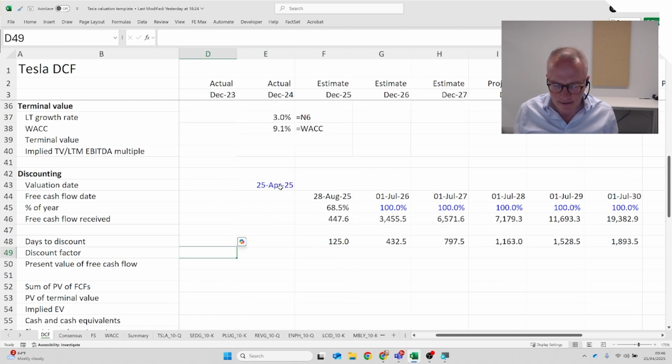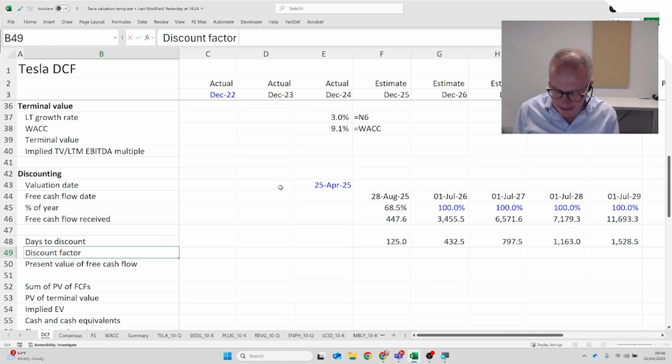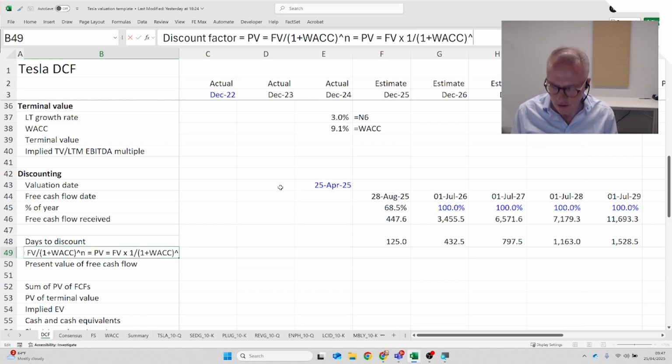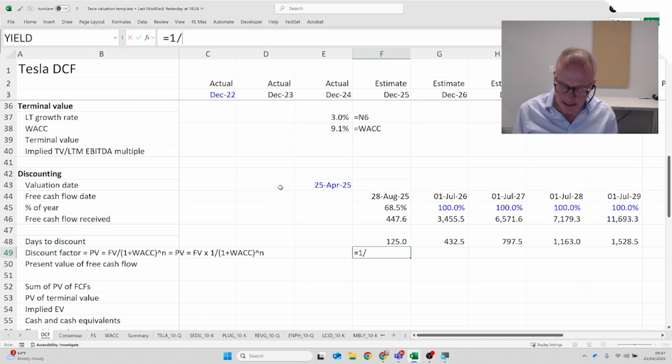Then the discount factor. You can think of it this way: your present value is equal to the future value divided by 1 plus the WACC to the power of the year number. Another way of showing that is that your present value is equal to the future value times 1 divided by 1 plus the WACC to the power of the year number. And that last little bit of the formula is what I'm going to use as my discount factor. People like to do this because it means on a paper printout you can reverse engineer the discounting.